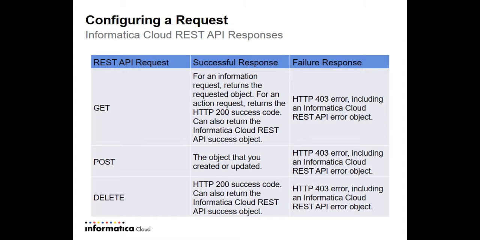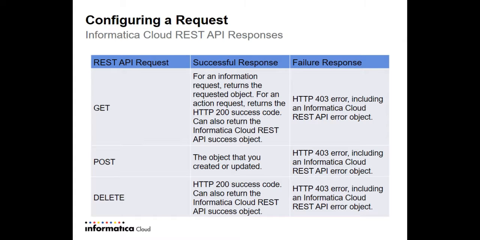For method type POST, the successful response returned by the requested resource is the object that you created or updated. If the request fails, the response returned is HTTP 403 error, including an Informatica Cloud REST API error object.